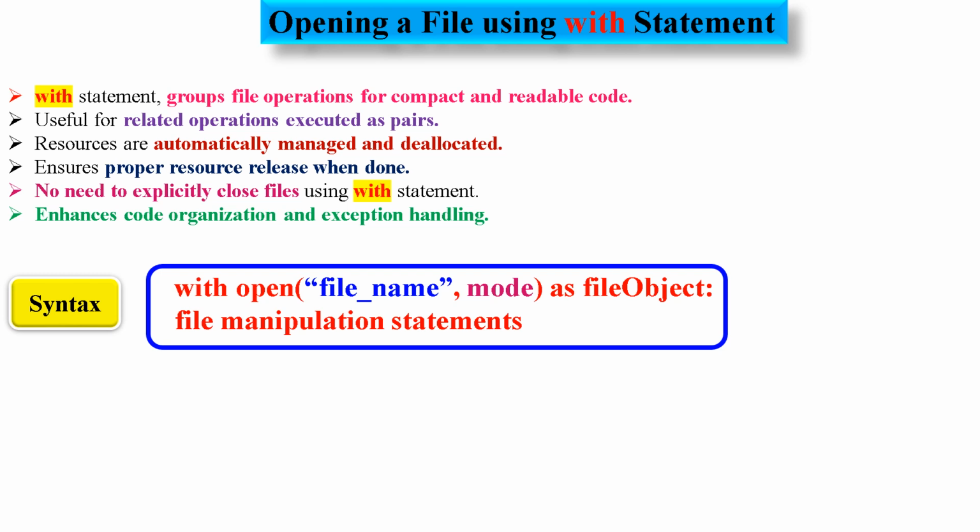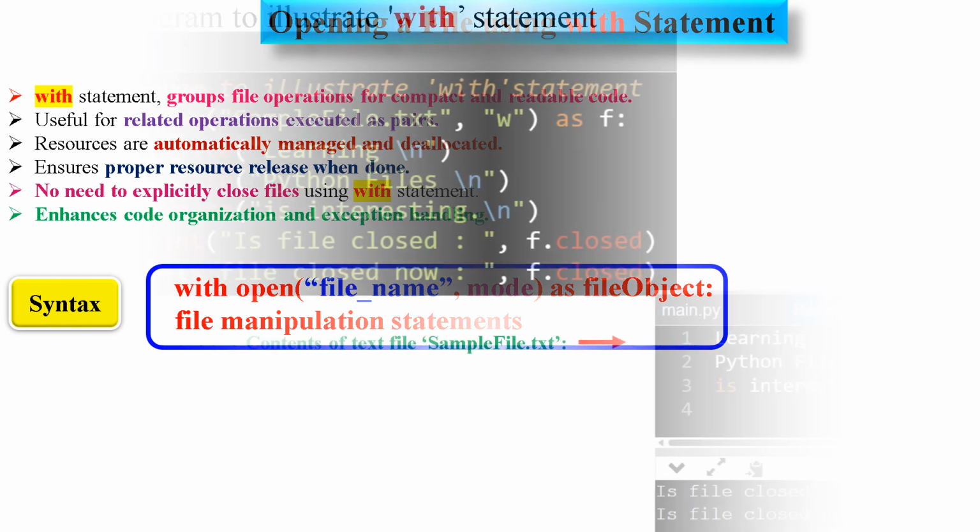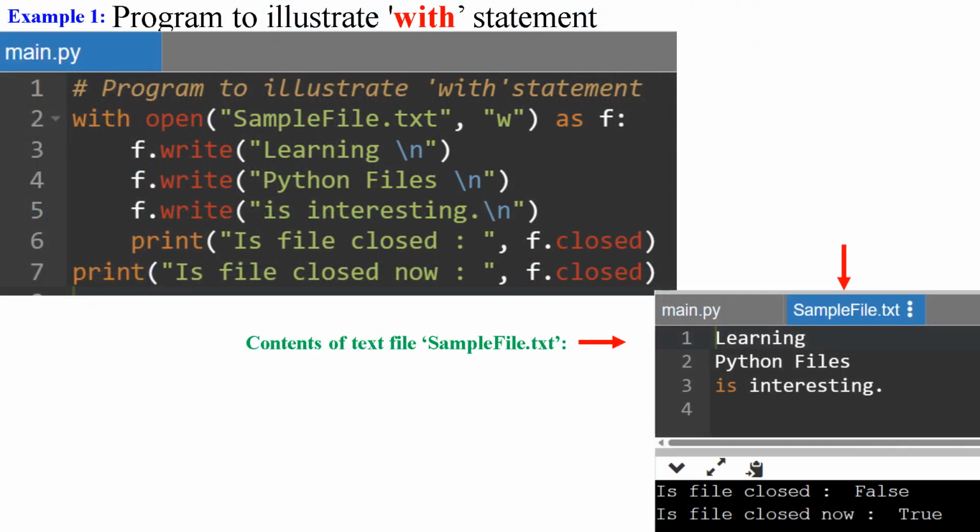The syntax of the with statement is: with open(filename, mode) as file_object: followed by the file manipulation statements. Let's see an example. We are writing a program to illustrate the with statement. Now, look at the code.